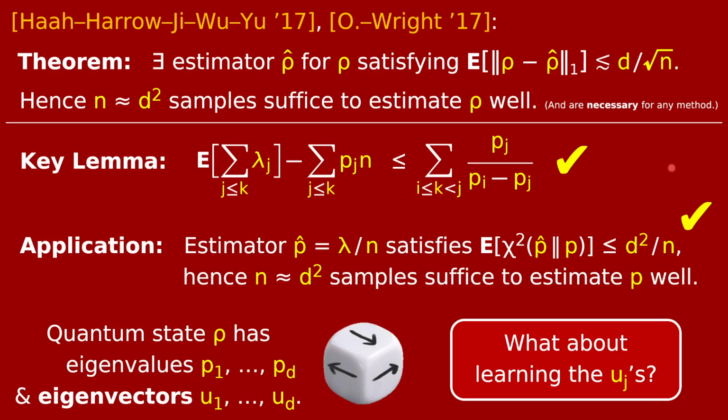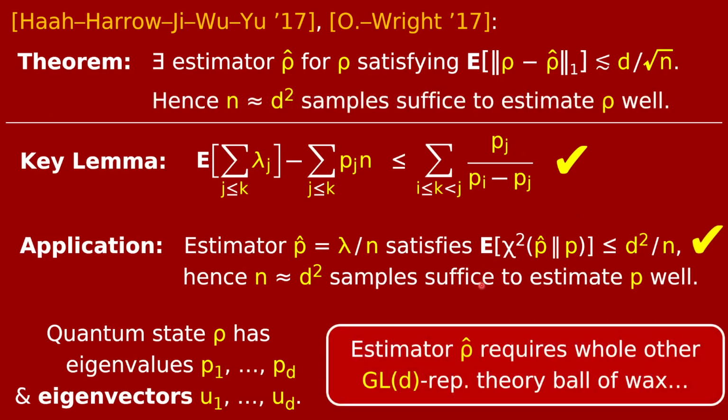But as for the final analysis, which I'm going to save for the final video, estimating the eigenvectors requires a whole other ball of representation theory wax. We're going to have to study the representation theory of the general linear group in order to make progress on that. So we'll save that for the next video.